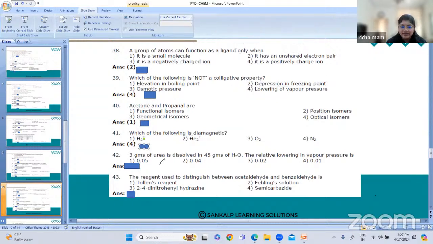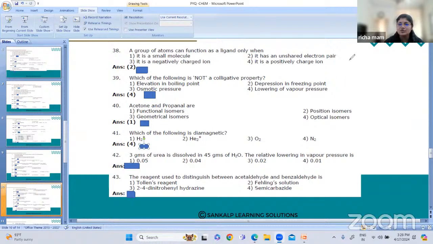Next one, 3 grams of urea is dissolved in 45 grams of water. The relative lowering in vapor pressure is. Yes, how do you calculate it fast? D. Meg has answered it as D.